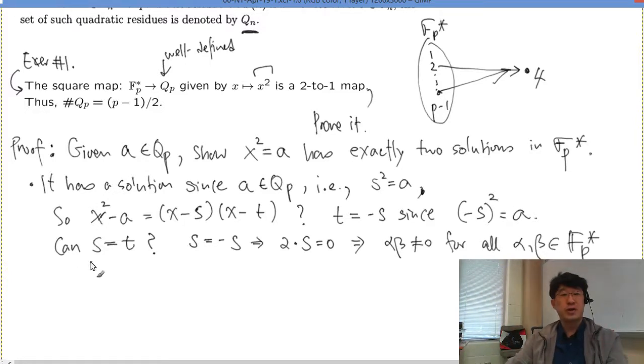You just have to show that S and this T, if T is negative S, are never equal to each other. If you set them equal to each other, it's 2 times S, right? How can 2 times S be 0 if everything is coming from F_p star? It's never 0, right? As long as P is not 2, an odd prime. Yeah. Question?